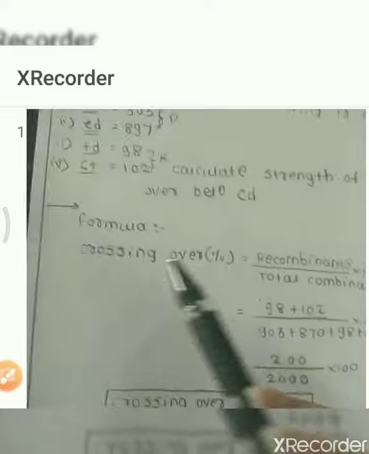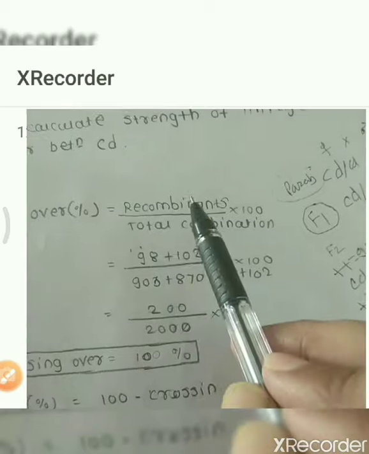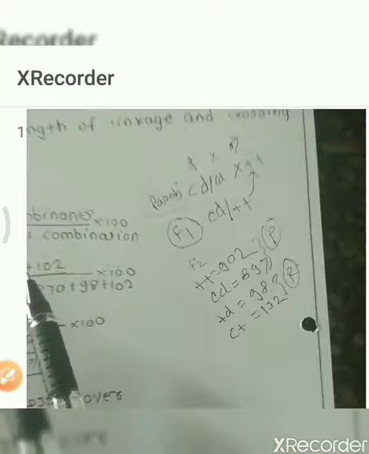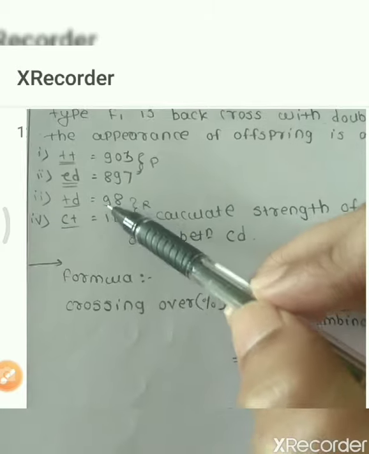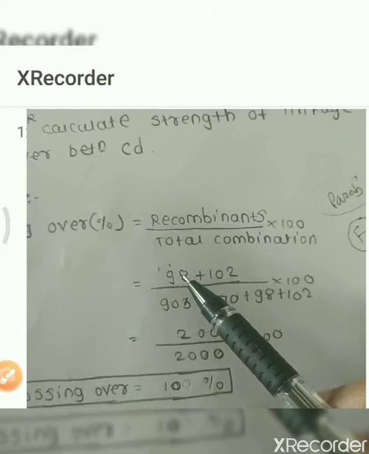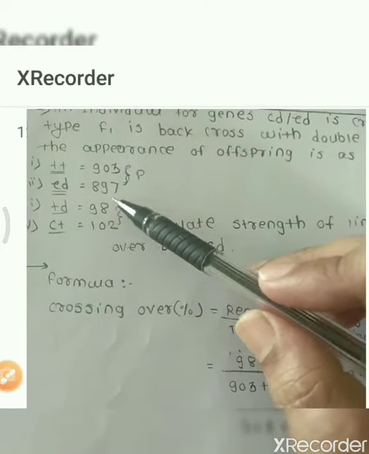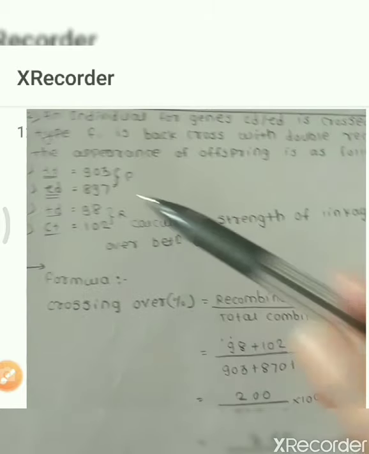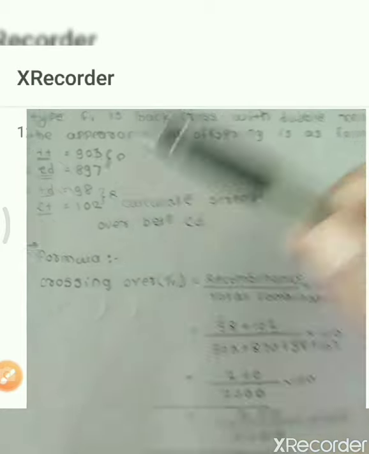That's why it is essential to use this formula: crossing over in percentage is equal to recombinants upon total combinations multiplied by 100. Which are the recombinants here? These two are recombinant, these two are parental. Put the values into the formula: recombinants are 98 plus 102, divided by total combinations, which is the sum of 903, 897, 98 and 102.